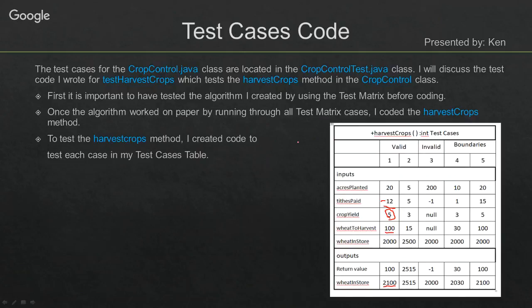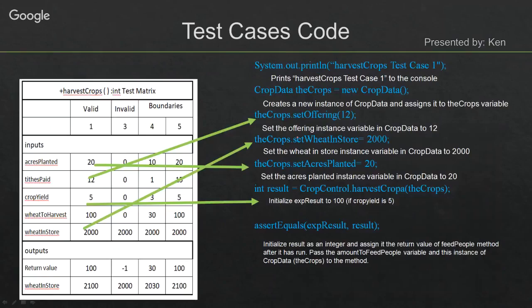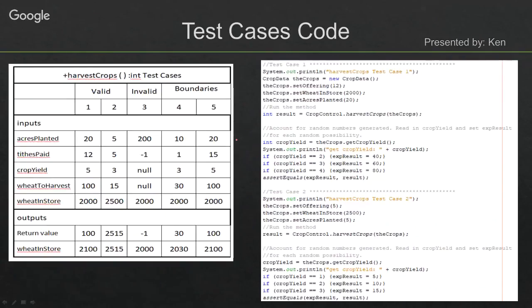So that's the code that we used for my harvest crops. The random part was the only tricky thing, but otherwise it's similar to what Jason was talking about. But this shows a little bit more of the example I was talking about. So if we had 20 acres planted, it would say the crops set acres planted to 20. We have 2,000 wheat in store. We have 12 offerings, which is tithes paid. And so just as he was saying, the expected result would be 100 if the crop yield obviously is 5. And so the result should be 100. And if that's the case, we'll get a nice true statement.